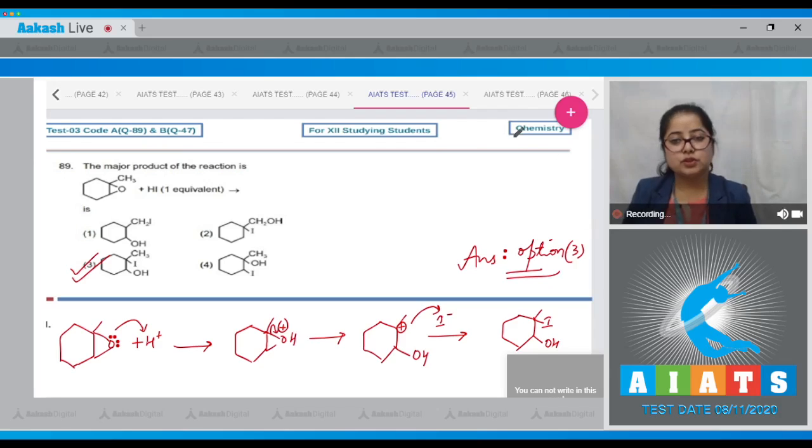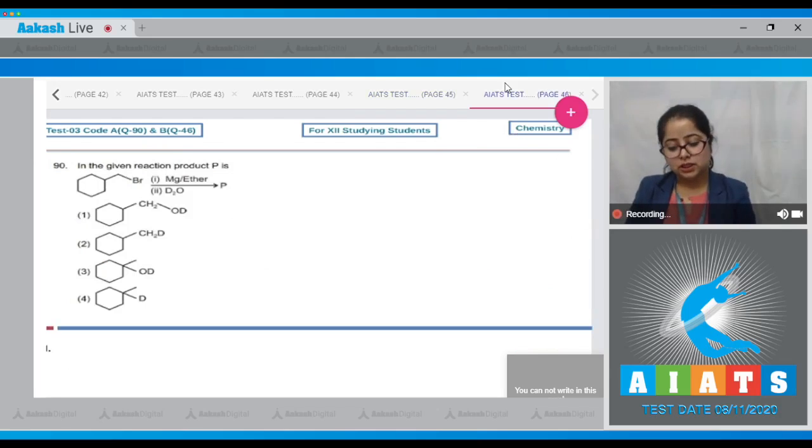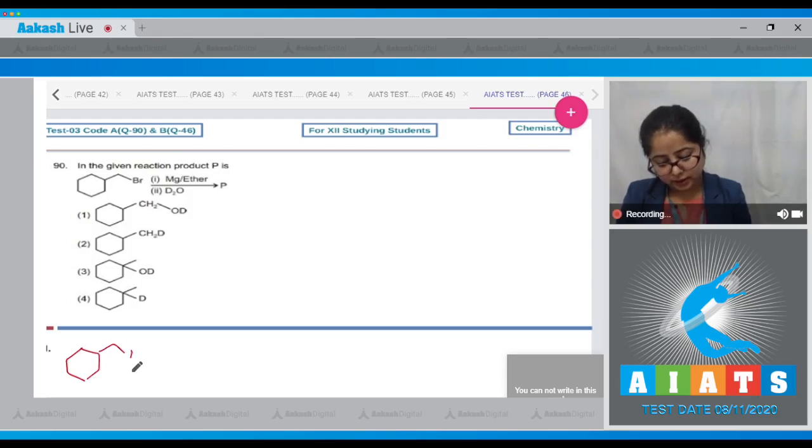Moving to next question, students, which is question number 90. Let's read the question. In the given reaction, product P is. So let's solve the question, students. We are given an alkyl bromide. This, when reacts with Mg in the presence of ether, Grignard reagent is formed.